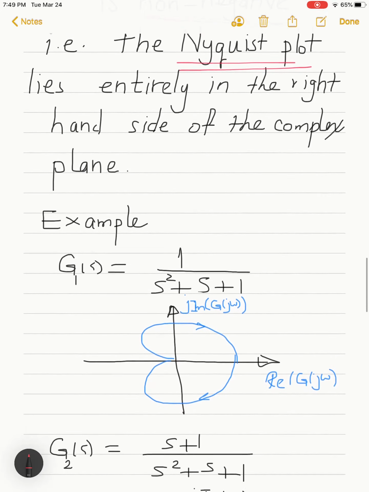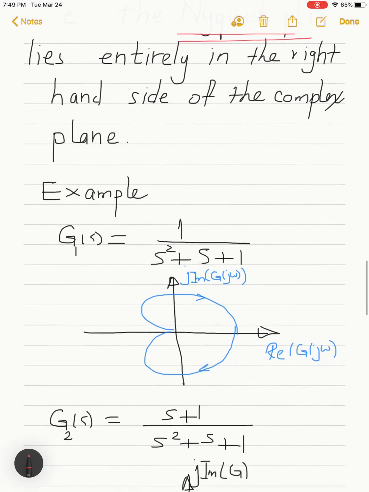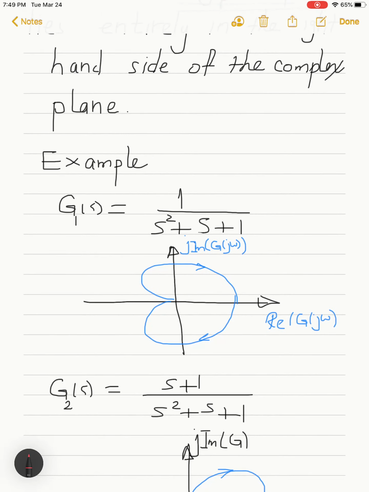Otherwise, if part of the response is in the left hand side of the complex plane, we call that system non-SPR. And these are two examples that will illustrate the point. If we have a transfer function like this, 1 over s squared plus s plus 1, if you plot the Nyquist plot, you will find part of the Nyquist plot already in the left hand side. So this is not SPR.